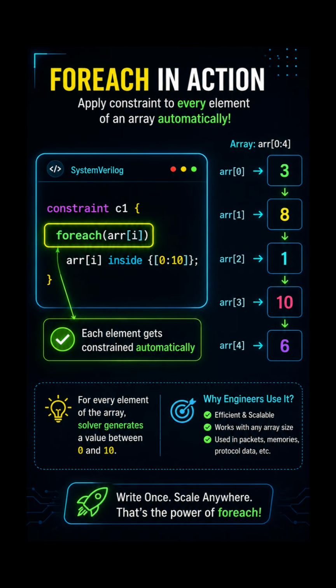The beauty of this is scalability. If tomorrow the array size becomes 10 or 100 or even 1000, you don't need to change the constraint at all. This is why foreach is heavily used when generating packets, memory transactions, or protocol data fields.